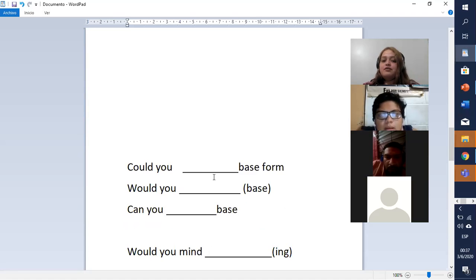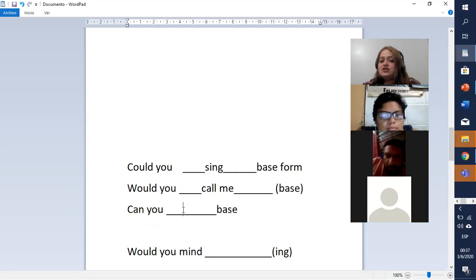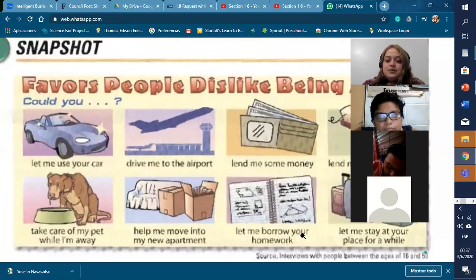Here you're going to use the verb. For example, can you sing? Can you call me? Just the verb, no changes. Can you talk louder? Okay? Very good, let's continue. Another favor.